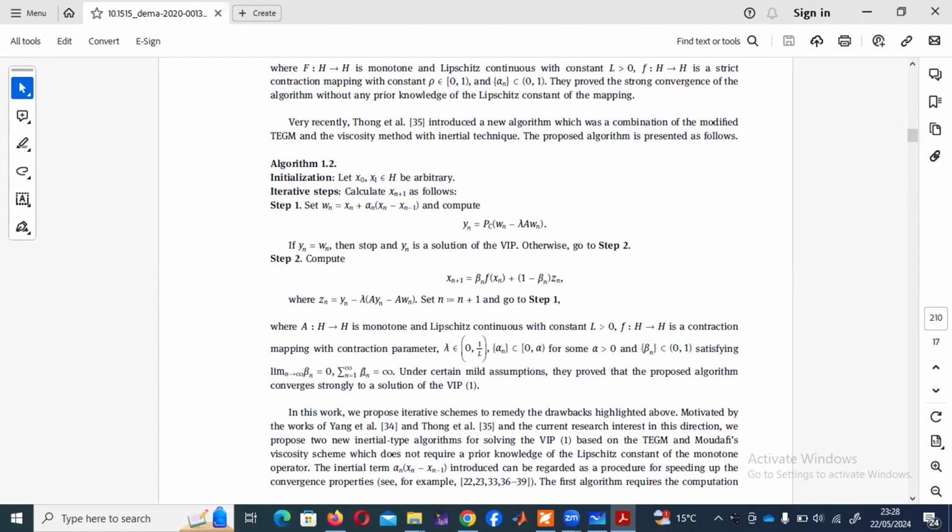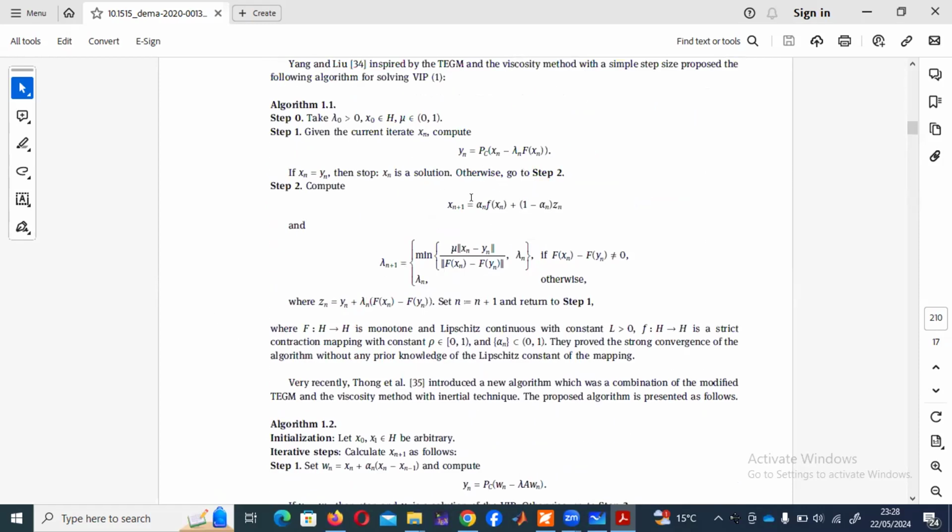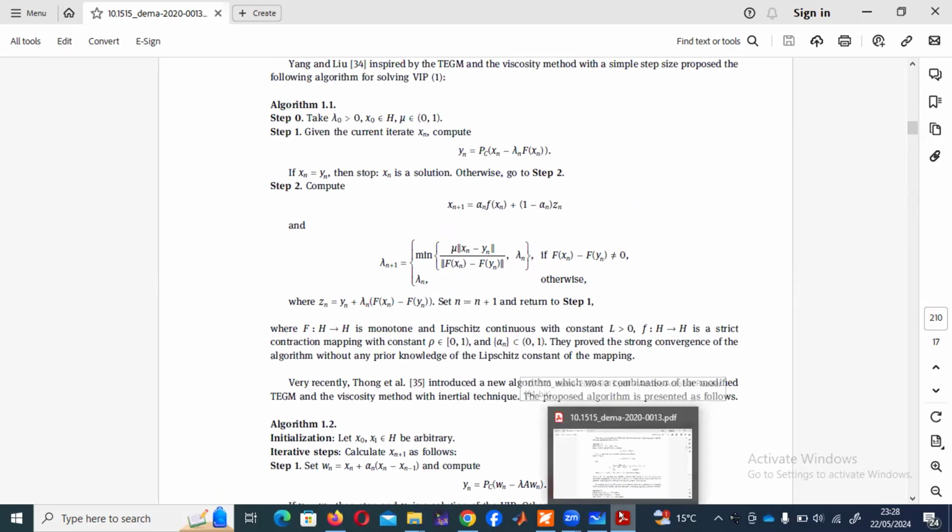Non-summable. So if it is finite, the answer is summable. So this is not summable because it goes to infinity. So this condition here is the same condition that the alpha n here has to satisfy. And let's see if that is true. Alpha n here in that paper, you should download and check.